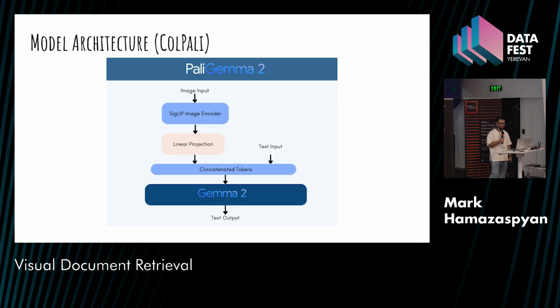Okay, so the model architecture is quite simple. Originally there was SigLIP as the image encoder, and there is another LLM, Gemma, as the LLM decoder. We input the image into SigLIP. There's a linear projection to have the same dimension space as the text. Then we concatenate the image and text token embeddings with each other, and all of those concatenated tokens go to Gemma 2, and we get the text output.